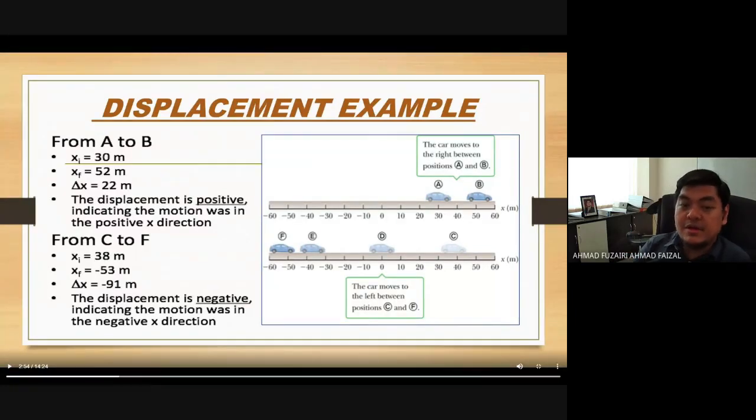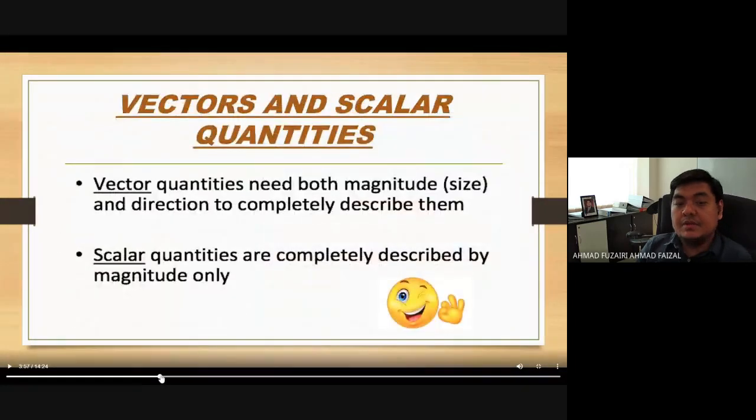When they move backwards, let's say the final point is negative 53 while the starting point is positive 38, meaning that the delta x should be negative 91 meters. Positive 22 meters. Okay, you can write. This one also highlights vector and scalar quantities.